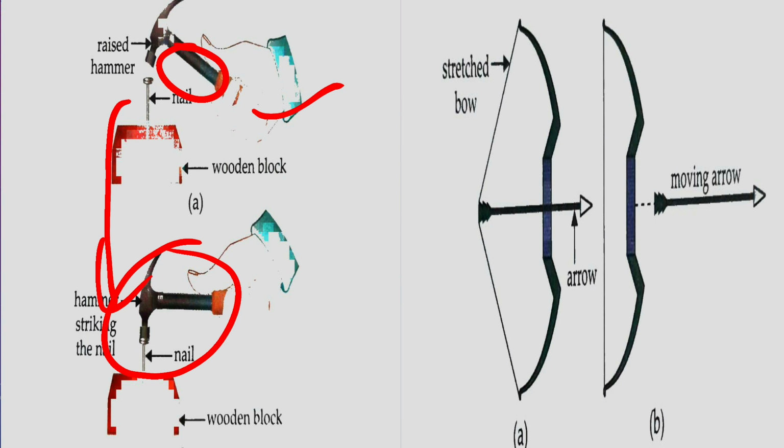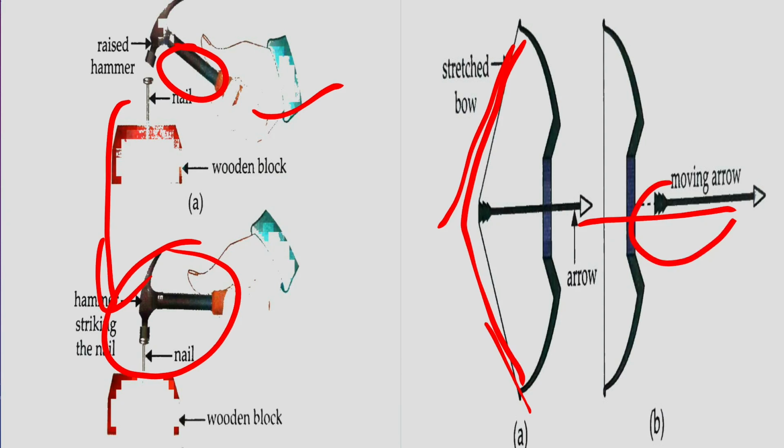Again, in this bow and arrow case, when we stretch this string, that means we are changing its position or size. So at that time, the energy gets stored in the bow in the form of potential energy. When we release, this arrow starts moving. So that arrow will have kinetic energy as it came in motion. So potential to kinetic energy.